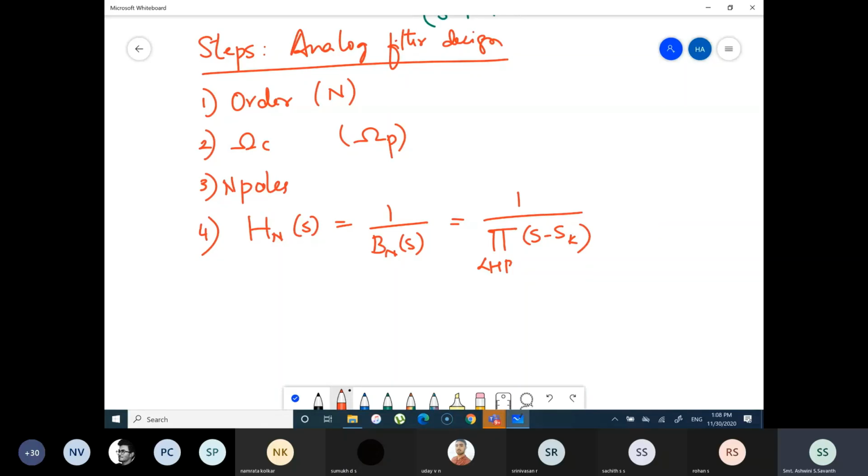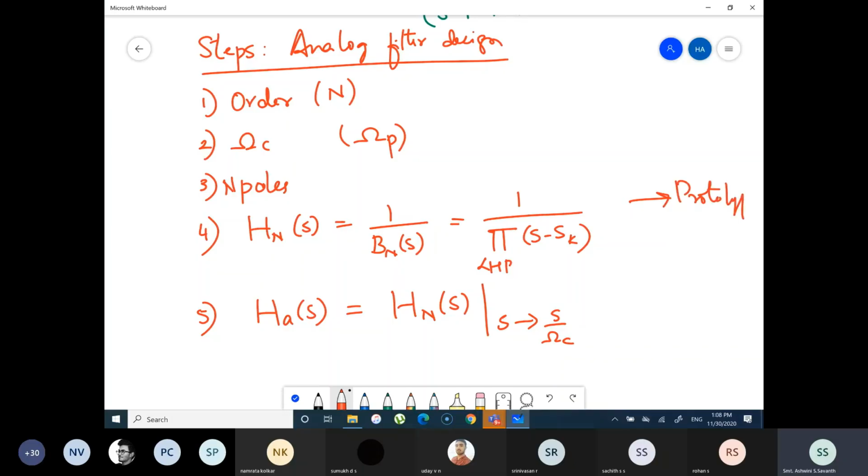Write down the normalized transfer function. The final step will be HA of s, to find the analog transfer function. In your normalized transfer function Hn of s, replace s by the corresponding transformation, s by omega c for a low pass filter. So this function here is like a prototype. This is the prototype that we design in a Butterworth, in an IIR filter in general. The normalized transfer function acts like a prototype for the IIR filter design.